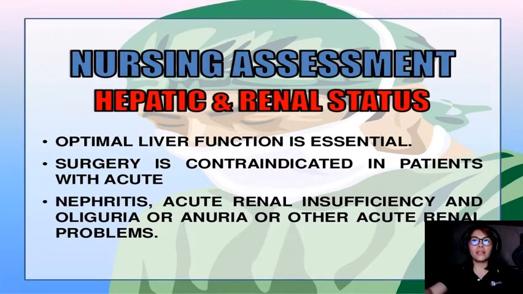The next one, hepatic and renal status. So, optimal liver function is essential. Okay, so that's why there are different laboratory tests to perform prior to the surgery. And surgery is contraindicated in patients with acute nephritis, acute renal insufficiency, and oliguria or anuria, or other acute renal problems. Okay, so in here, it depends on the surgeon's decision if he will proceed with the operation or surgery on the patient. Okay?